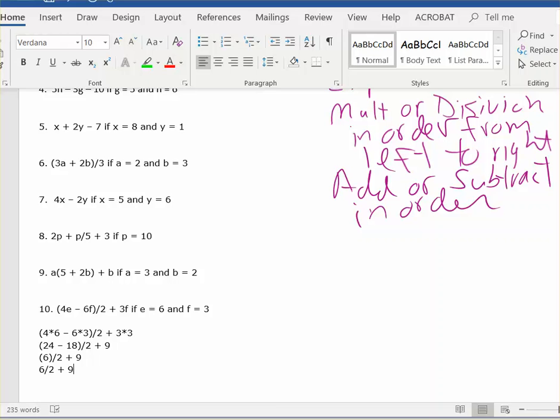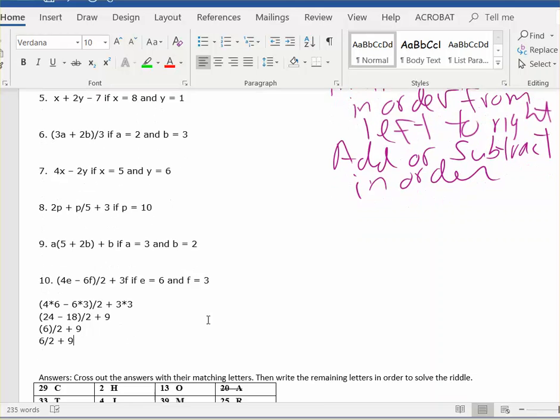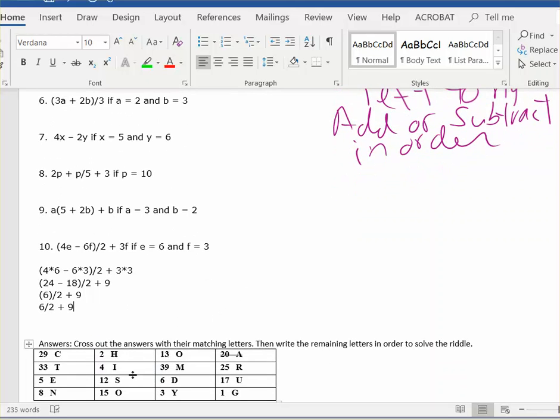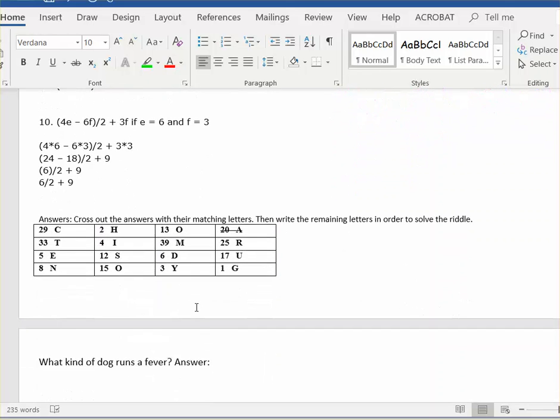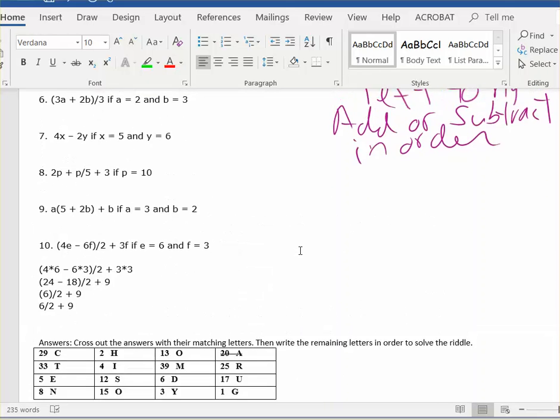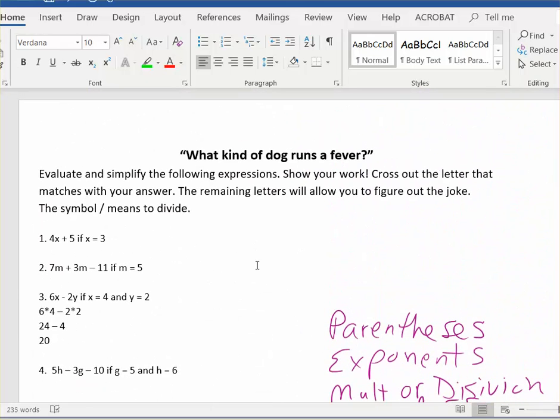Now I'm going to let you finish this problem. And once you do, then remember you're going to go down here, find the solution, and cross the solution off, or somehow mark that you don't want to include that one. And when you're all done, the letters that are left will answer the riddle and help you make sure that you have this worksheet solved correctly.